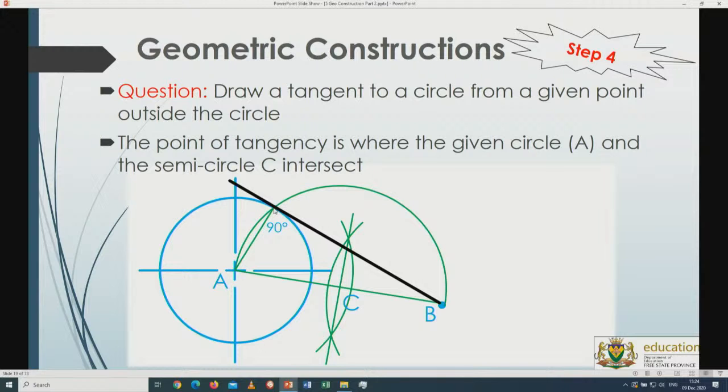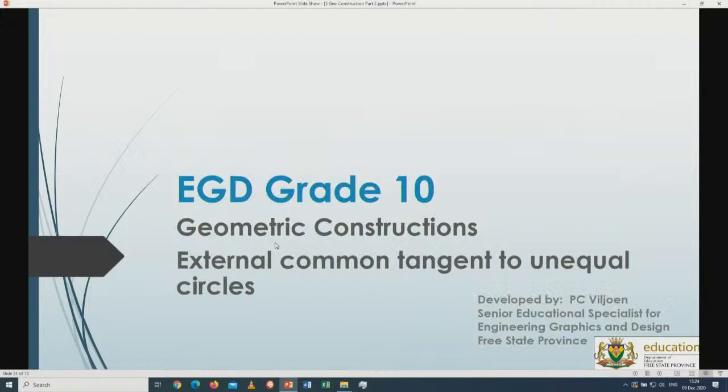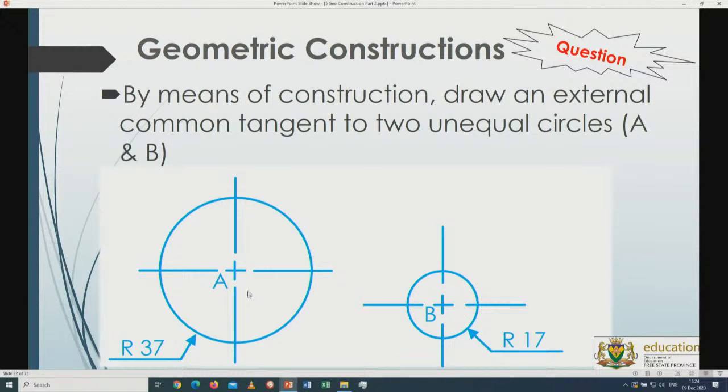Now, in the next case, I want to point out to you an external common tangent to two unequal circles, or equal circles. So this is what it points out to you. It's giving you two circles. Now the one is bigger than the other one. It's talking about an external common tangent.